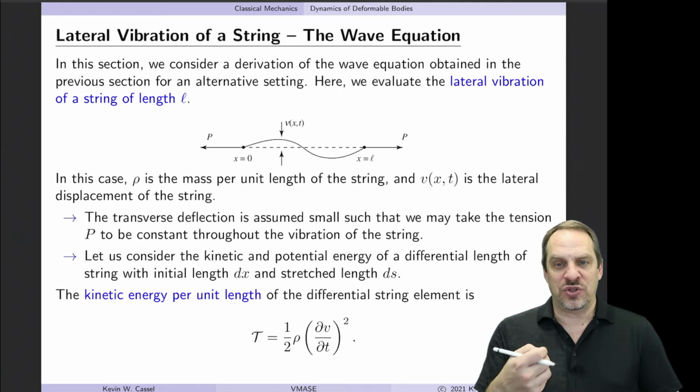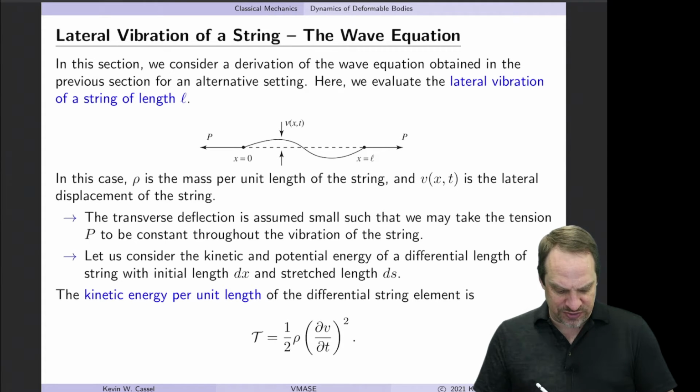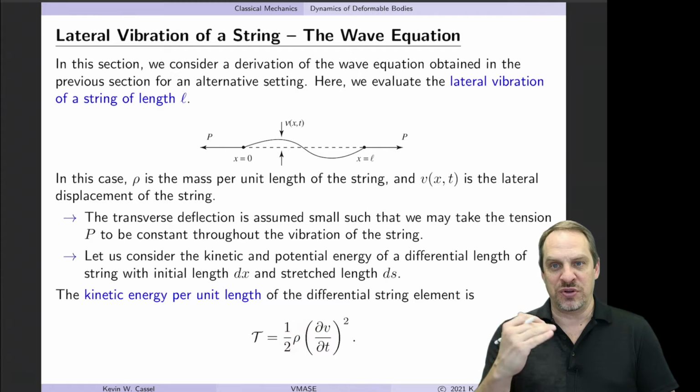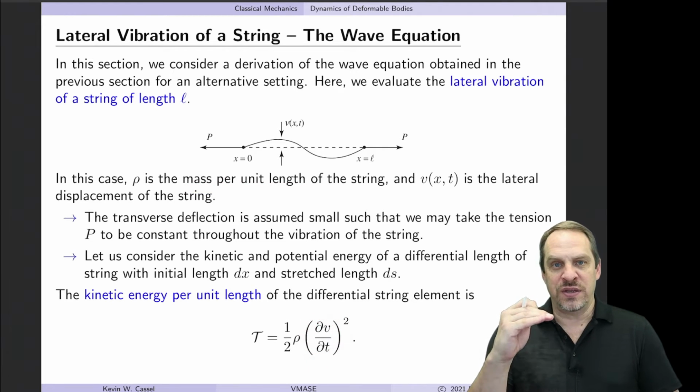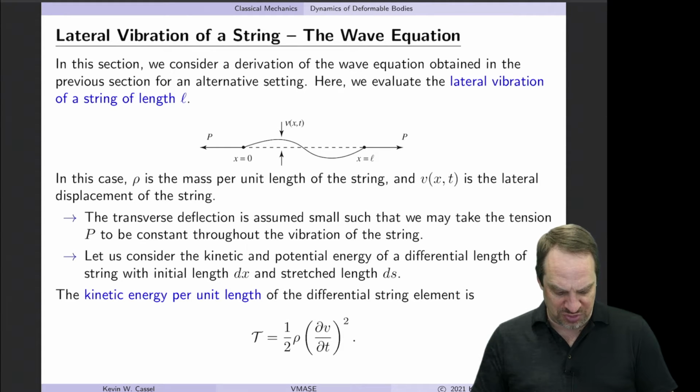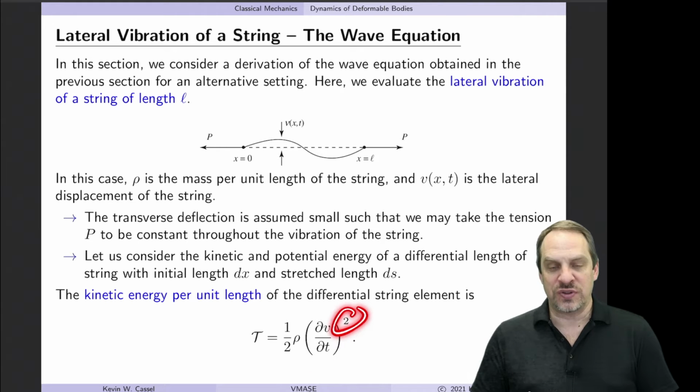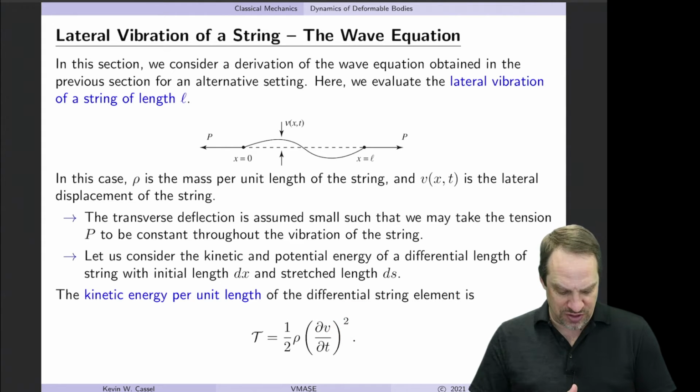The kinetic energy is 1/2 times the mass times the velocity squared. Now the mass is going to be mass per unit length. So that's the rho. That's the mass per unit length of the string. And then the velocity, v, is the displacement. So the time rate of change of that displacement will be the velocity. So partial v, partial t. And then, of course, that's squared, velocity squared. So 1/2 rho times the square of partial v, partial t.